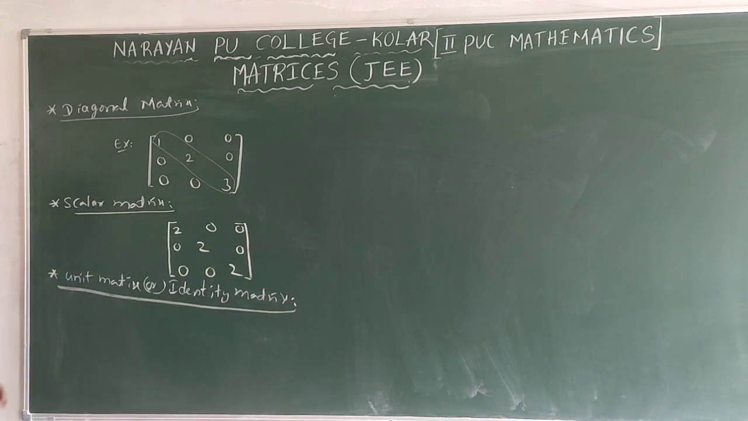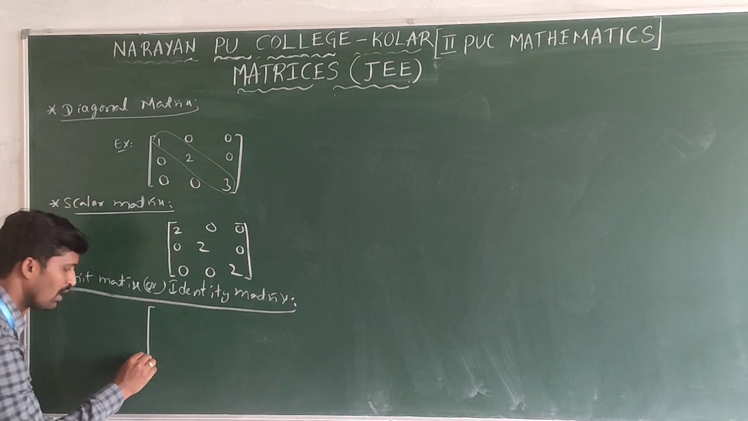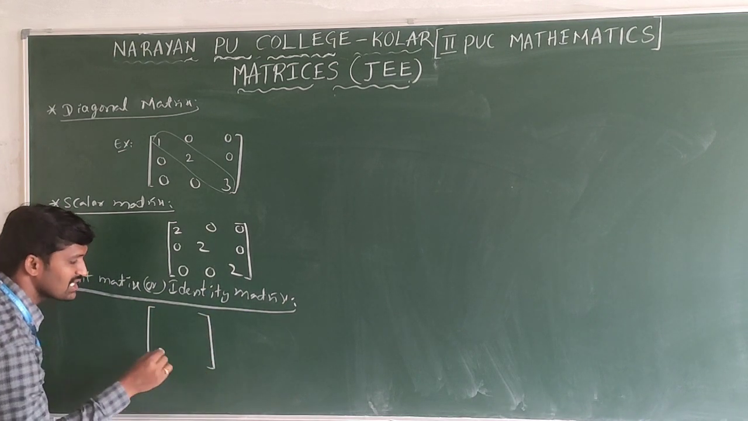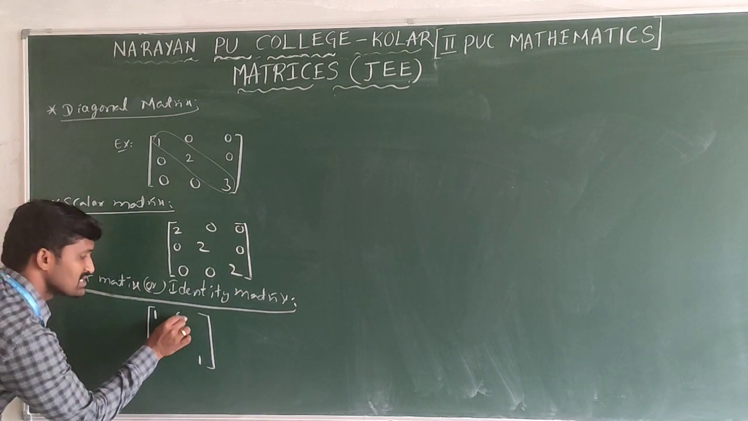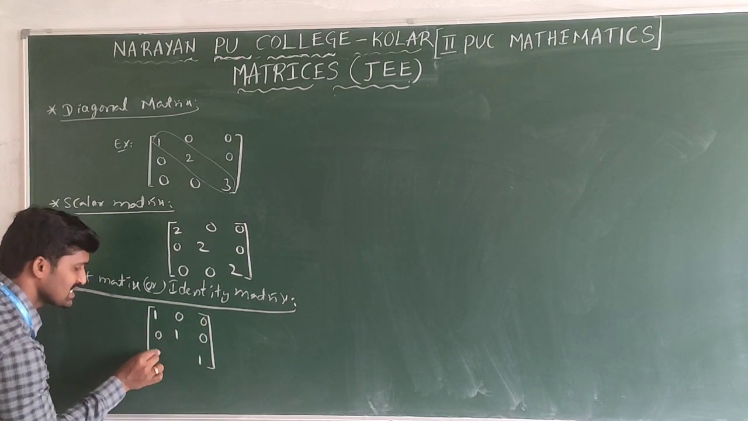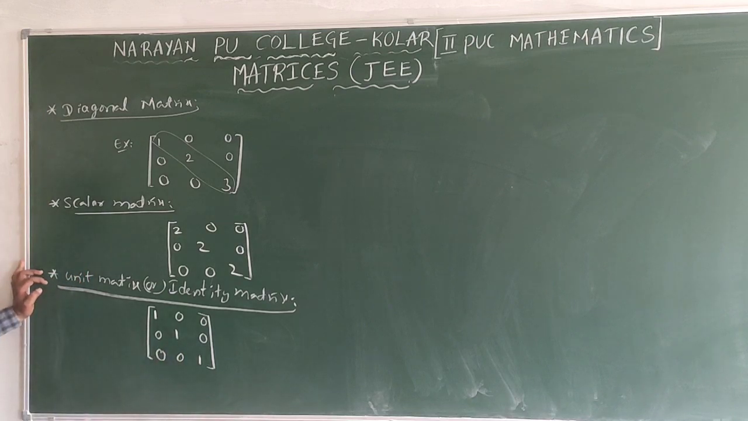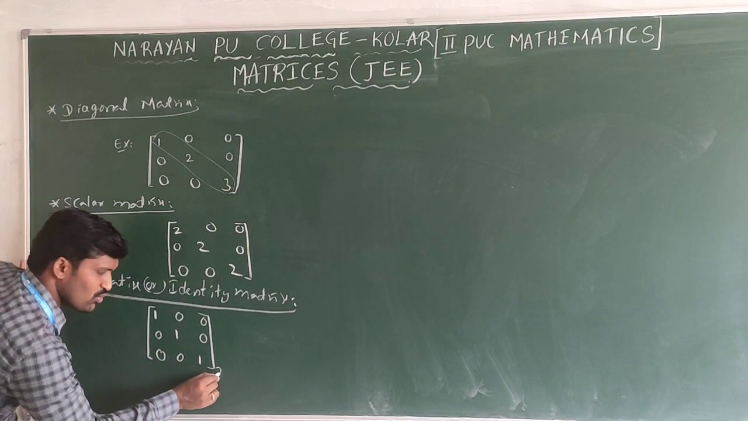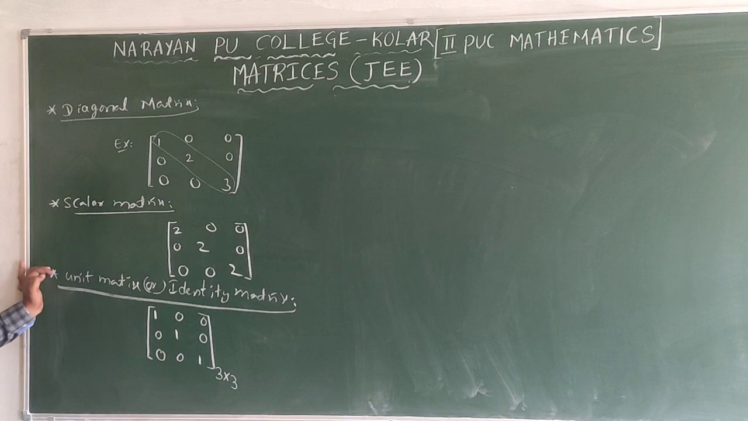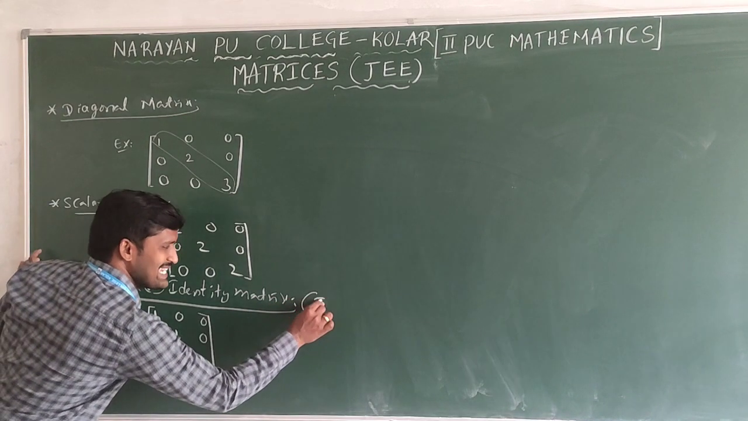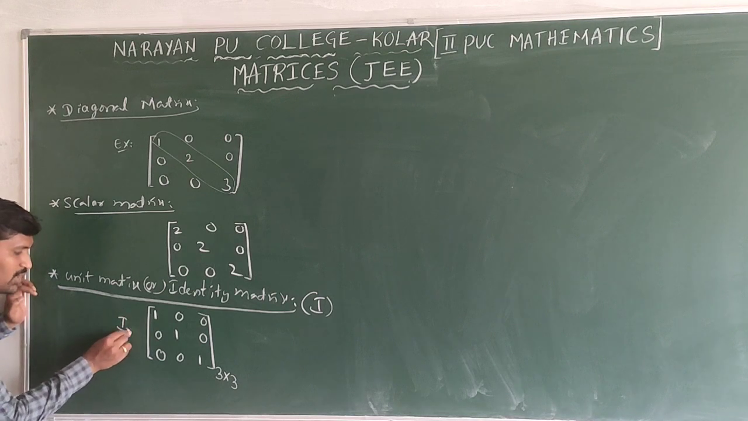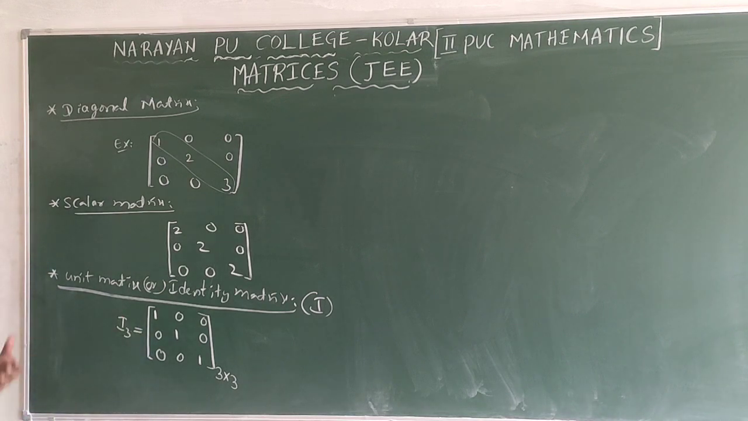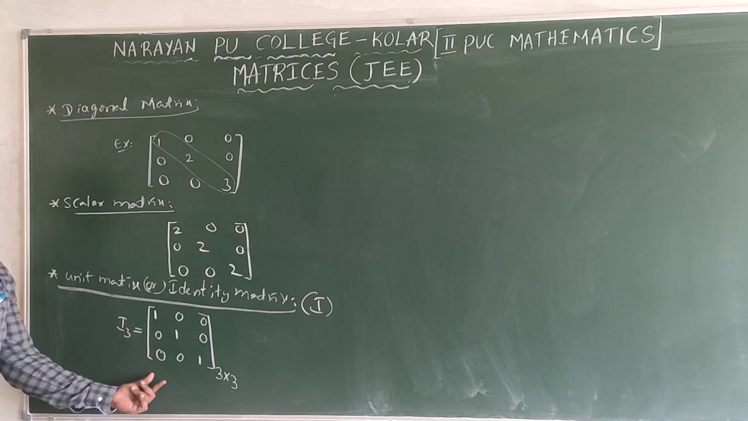A square matrix in which all diagonal elements are equal to 1 and non-diagonal elements are 0 is called an identity matrix, denoted by this. The order is clearly 3 by 3. Generally denoted by capital I is identity matrix. Now, since it is a third order, we can denote it like this, I3 also. I3 means a third order matrix.